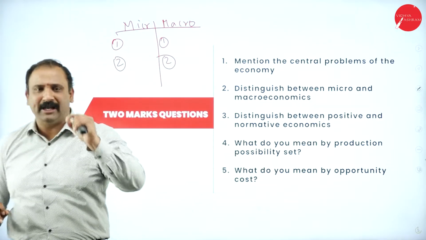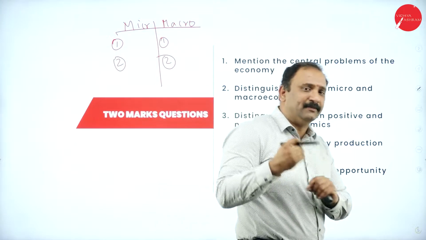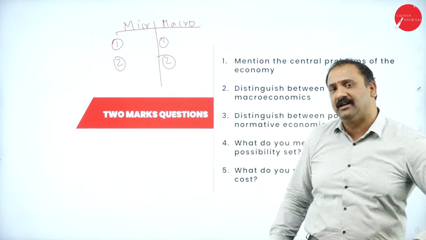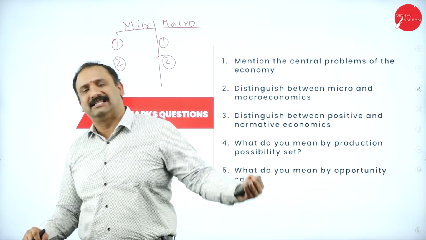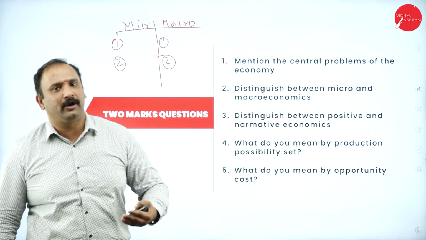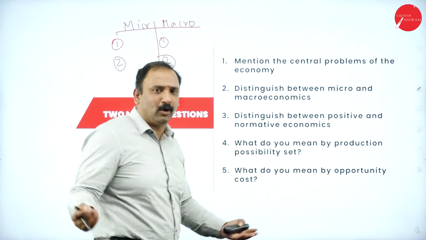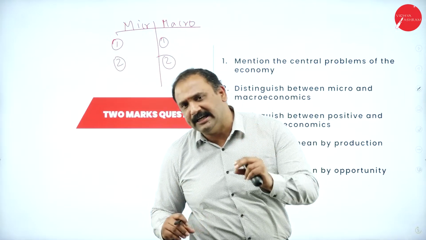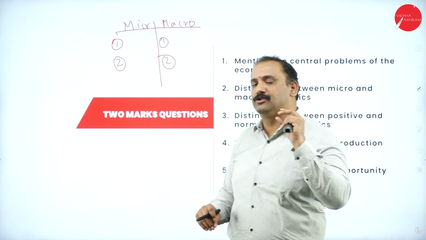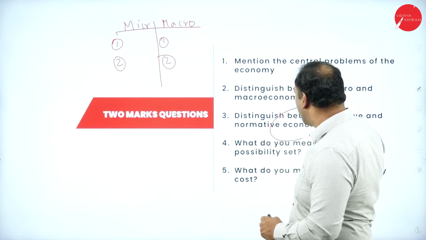When I say microeconomics, you know that it's a study of the individual. In macro, it is the study of the country as a whole. Now in microeconomics, you can give examples like consumption and consumer behavior. In macro, you can give employment or GDP. So I need 2 points in each so that you will be able to score your full marks. Followed by positive and normative.